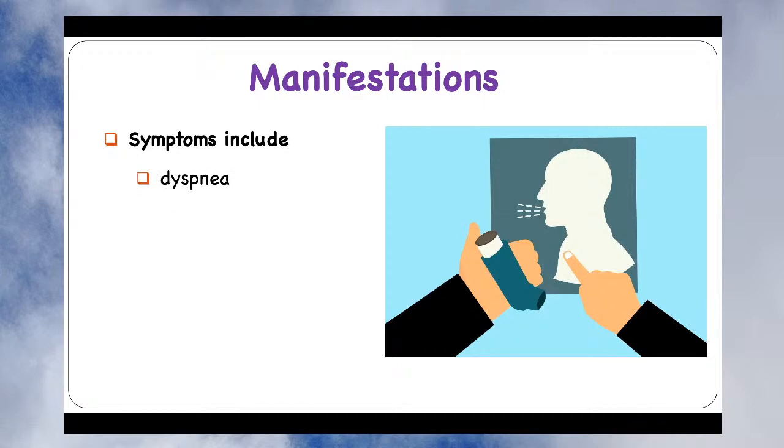What is dyspnea? Dyspnea is basically breathlessness, where the patient feels that he wants to breathe, but he is unable to breathe. That condition is called dyspnea. So dyspnea is one of the symptoms.